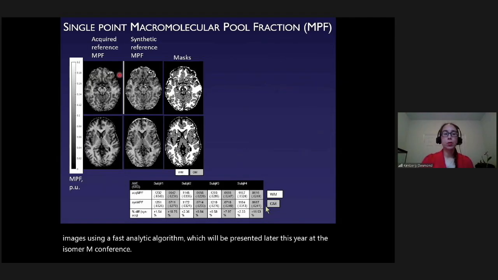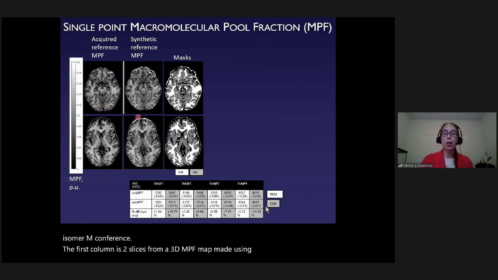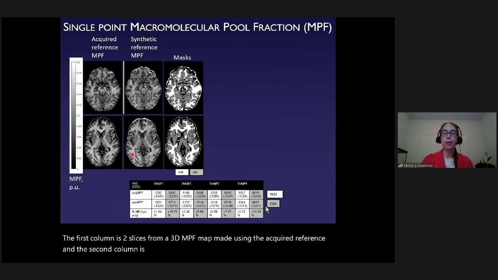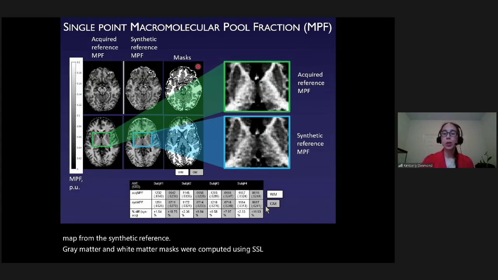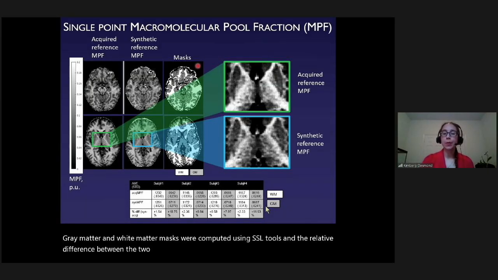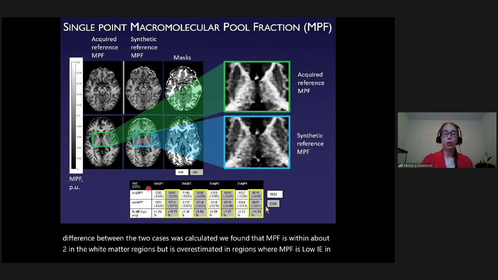The first column is 2 slices from a 3D MPF map made using the acquired reference, and the second column is the MPF calculated from the synthetic reference. The 2 images are very similar, as expected, with a slight loss of contrast in the MPF map from the synthetic reference. Gray matter and white matter masks were computed using FSL tools, and the relative difference between the 2 cases was calculated. We found that MPF is within about 2% in the white matter regions, but is overestimated in regions where MPF is low, i.e. in the cortical and subcortical regions.